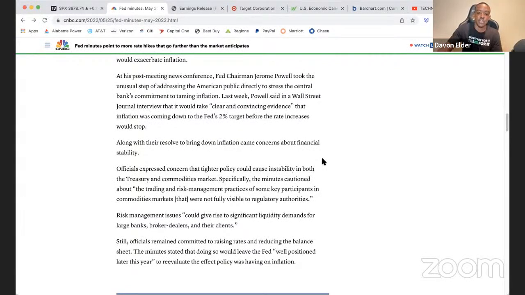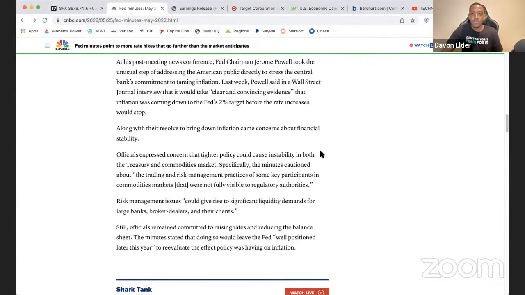The minutes stated that doing so would leave the Fed well positioned later this year to reevaluate the effect policy was having on inflation. Right. So, like I said before, Chairman Jerome Powell is not going to raise interest rates by 75, 100 basis points just to shock the economy. He's not going to force a recession on the economy. That's just not what Powell is going to do.